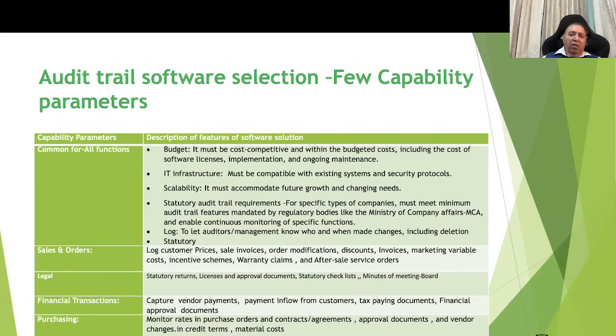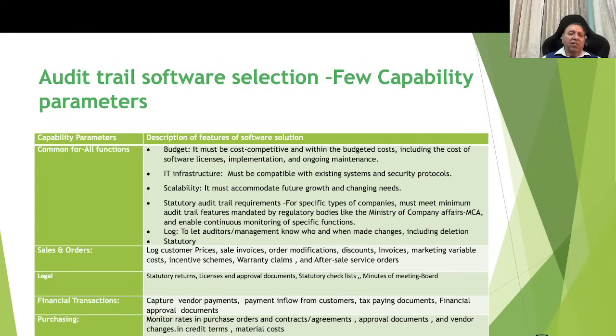And the log should enable the auditors and management to know who made the changes, when these were made, and including the deletion, which is the most important. Anyone who made the deletion of that particular object, for example, anybody deleted the master data table record or configuration table record or the document itself or the specific field within that, and of course the statutory requirements. So these are broadly the six aspects which must be evaluated while looking at the solution for the audit trail software.